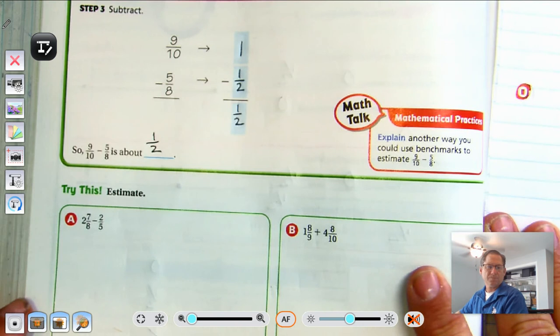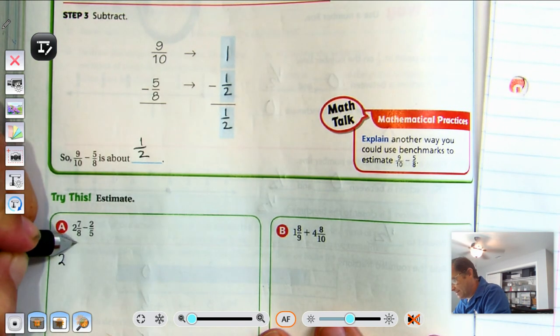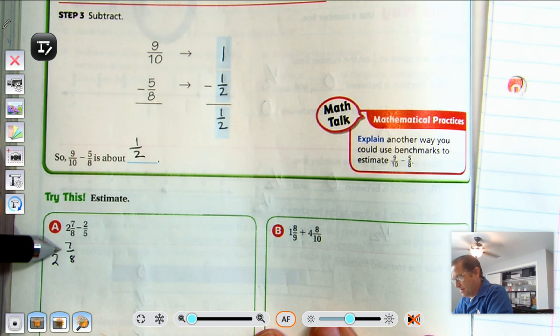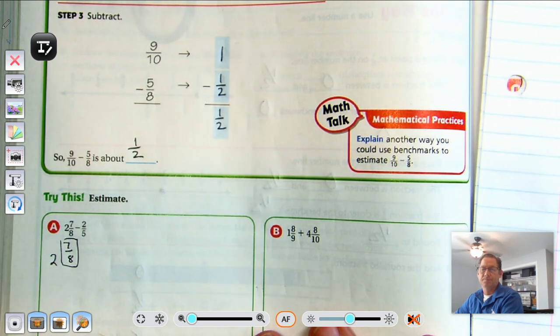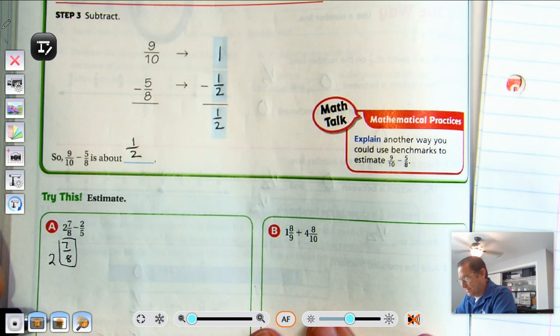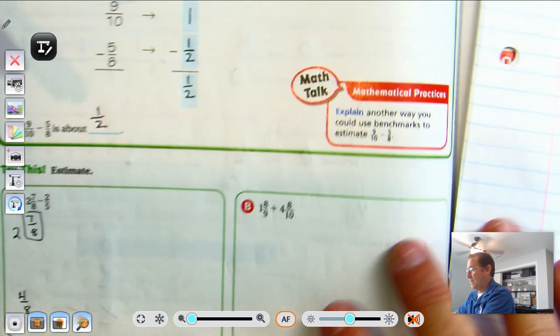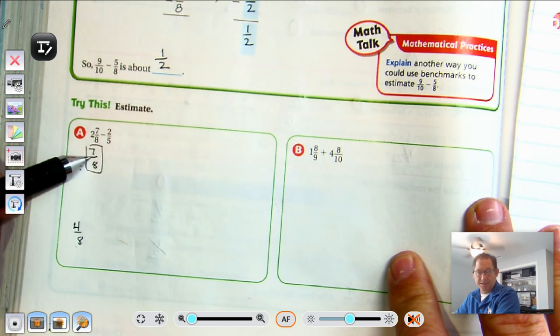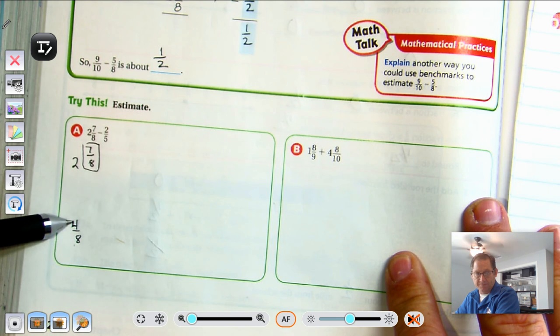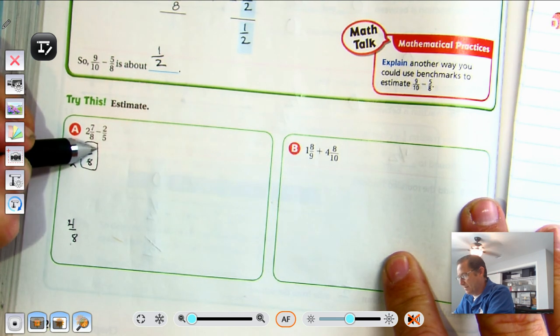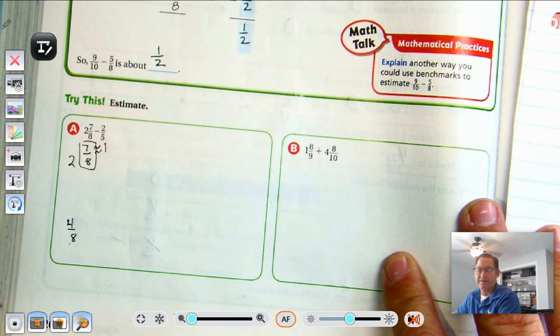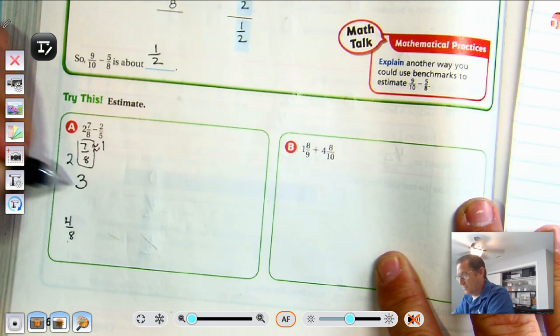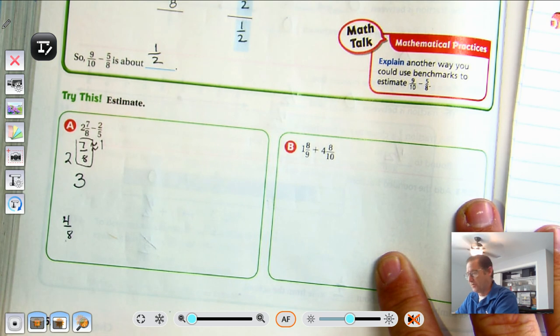We have 2 7/8. And let's focus on the 7/8. Well, half of 8 would be 4/8, right? 7/8 is actually closer to 8/8 than it is to 4/8. So this is actually about one whole. 2 7/8 is about one whole more than 2. So let's add that, and we'd have 3. So 2 7/8 is actually closer to 3.